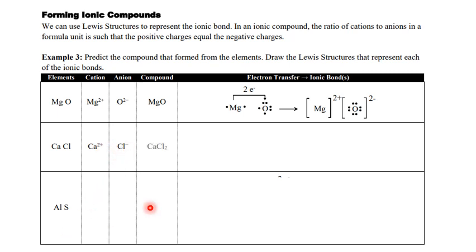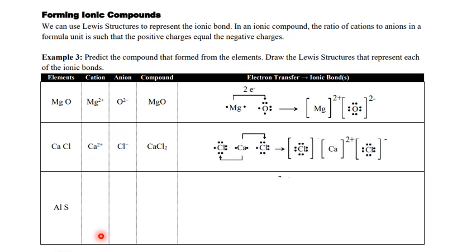Well, what we want to do is have 2 Cls. If we have 2 Cls, 2 negatives would equal 2 positives. So this is sort of what it looks like right here. You can pause and draw that. It's pretty complicated, but what we see here is 1 Ca and 2 Cls.